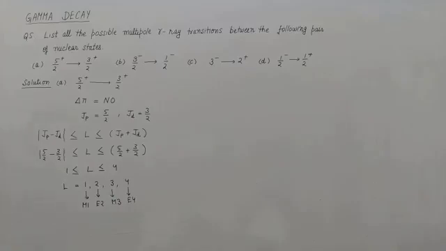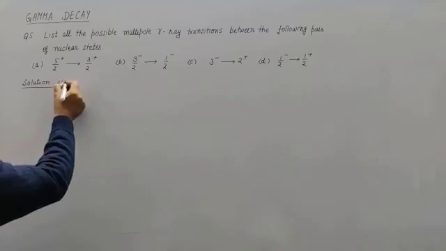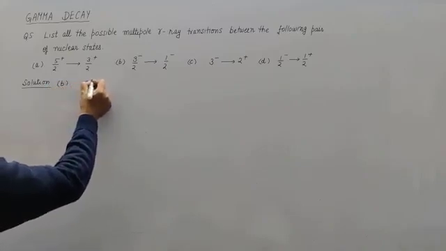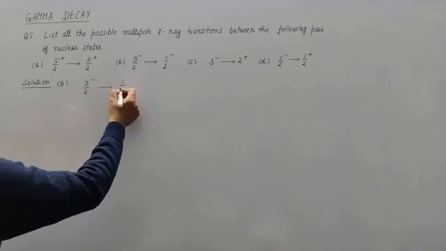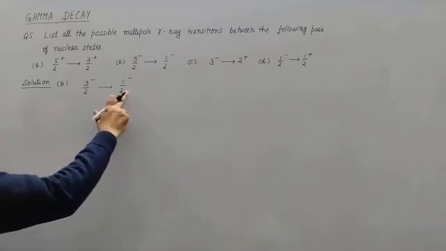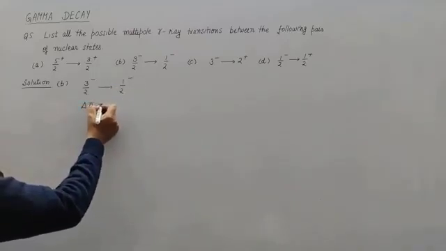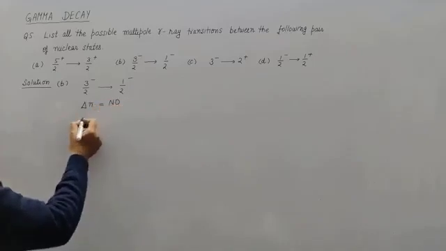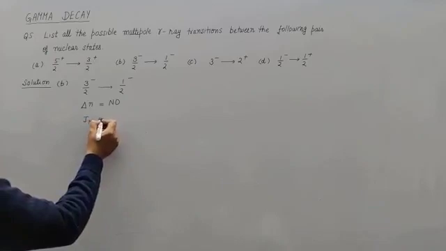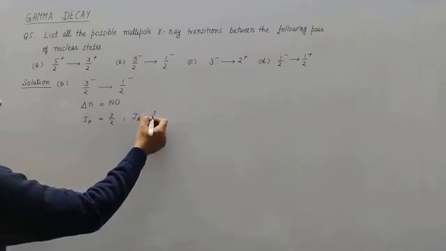Now come to B part. In B part, transition is 3/2 minus to 1/2 minus. Change in parity is there or not? So here parent nuclei has negative parity, daughter nuclei also has negative parity. So there is no change in parity. So delta pi is no. What is Jp? This is 3/2. What is Jd? This is 1/2.